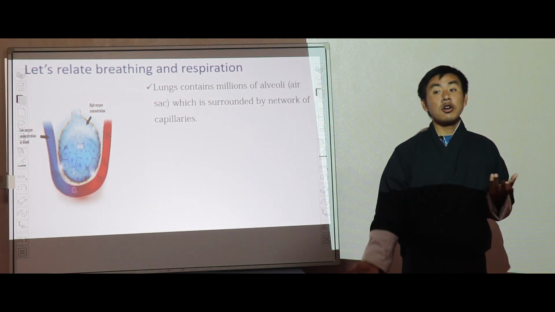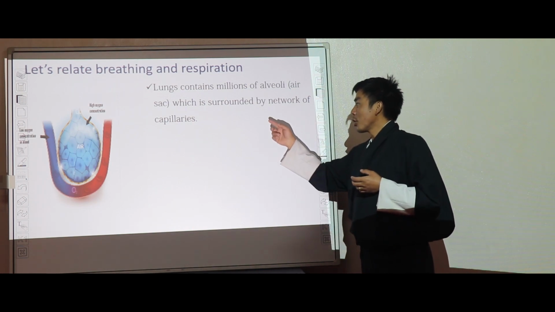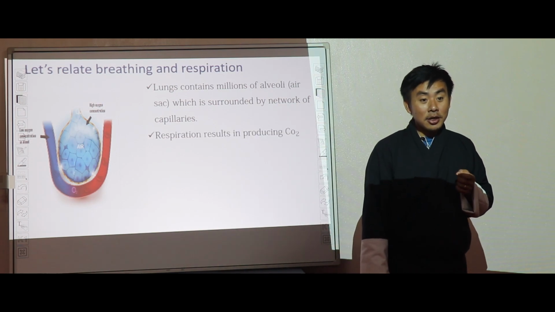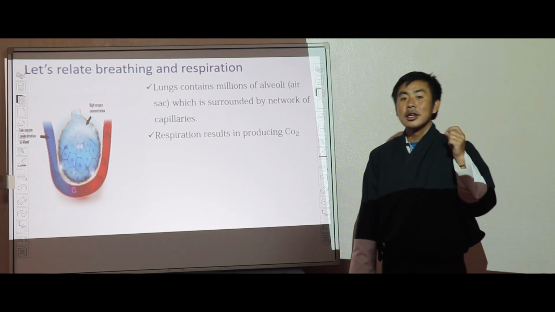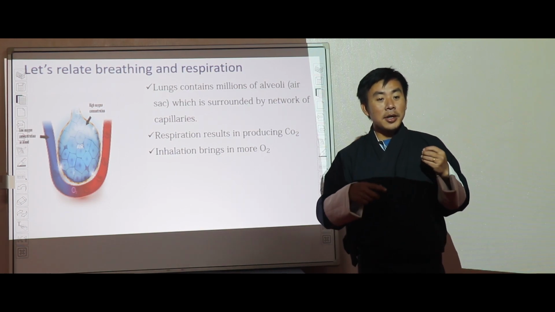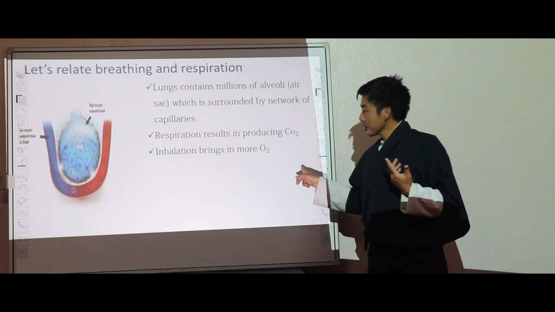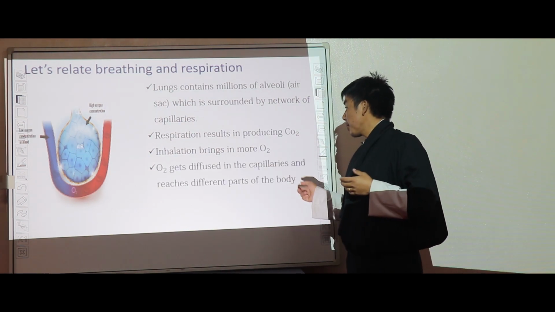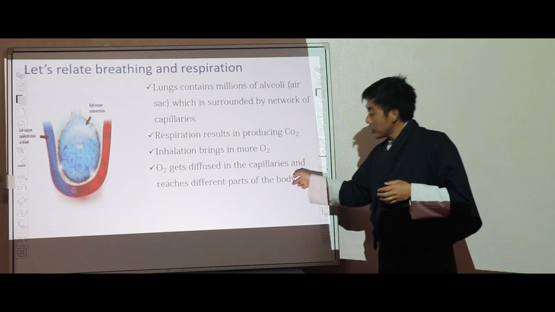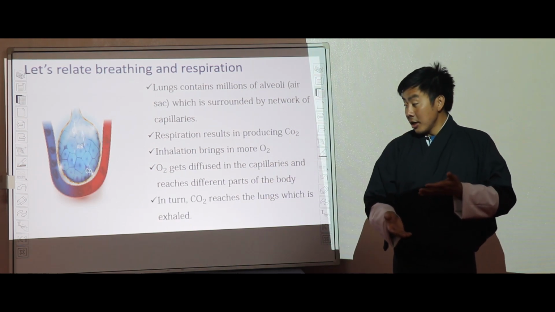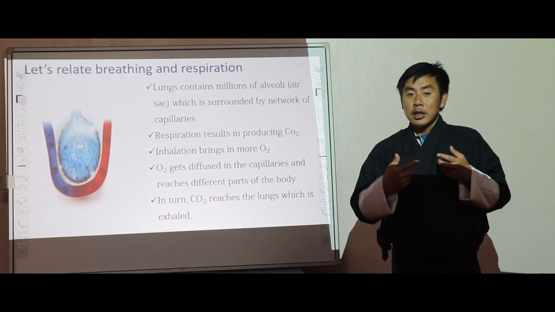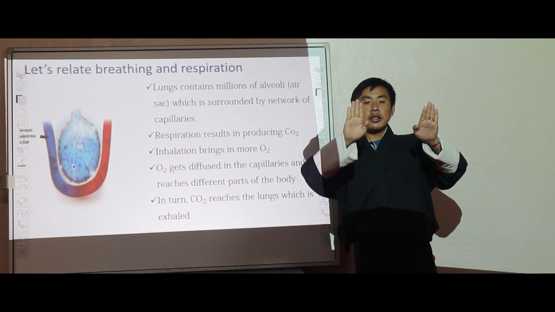Lungs contain millions of alveoli or air sacs, and the air sacs are surrounded by a network of capillaries. We also have learned that respiration results in producing carbon dioxide. Likewise, we know that inhalation brings in more oxygen. Oxygen gets diffused into the capillaries and reaches different parts of the body. In return, carbon dioxide reaches the lungs, which is exhaled out. Now I will try to differentiate how breathing and respiration are different.